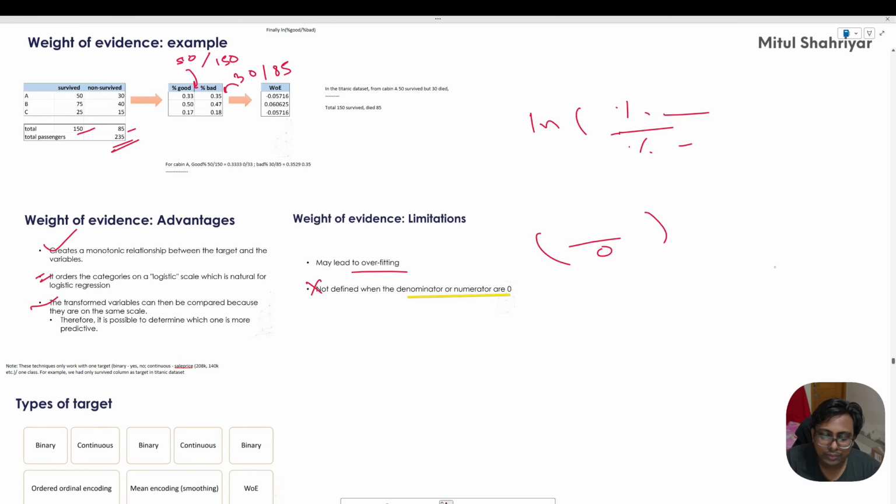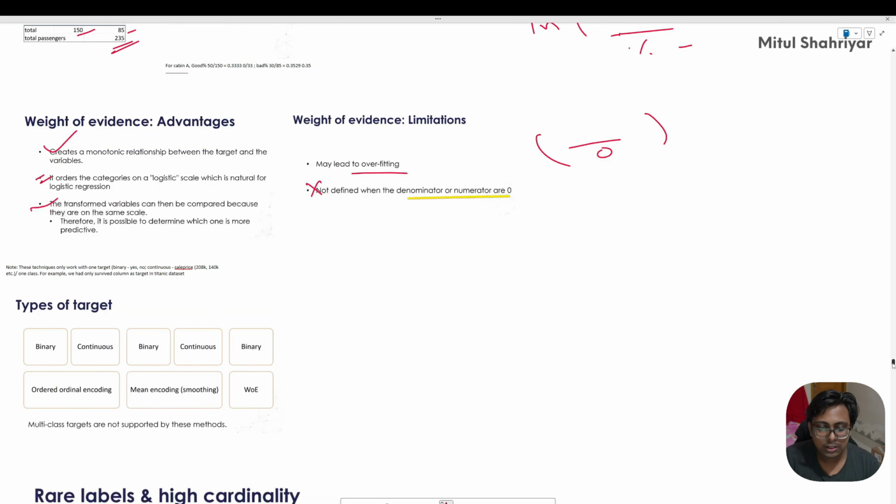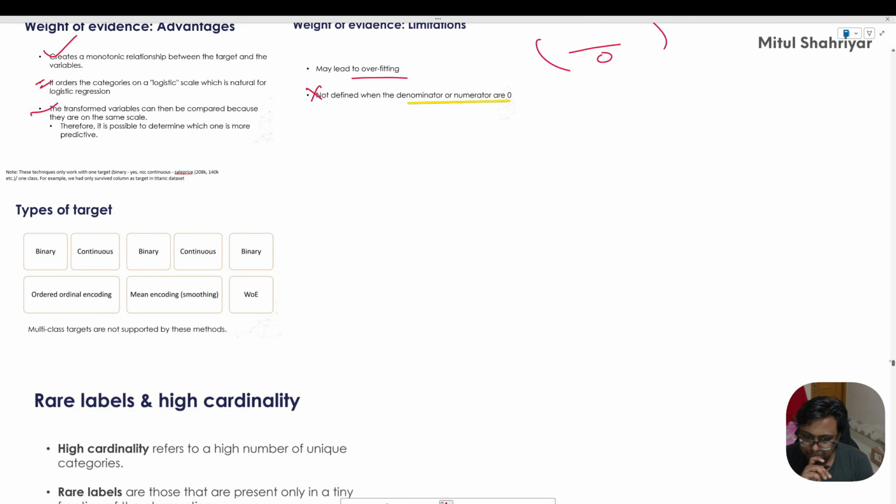Now let's focus on this thing. Keep in mind that when we use ordinal encoding, the targets are basically binary or continuous values. For mean encoding, it can be binary or continuous, but for weight of evidence, it should be binary. These are the things you need to keep in mind when you want to use these techniques.